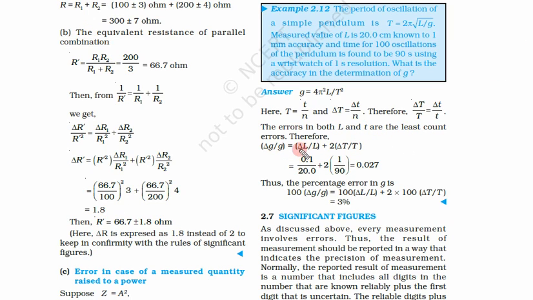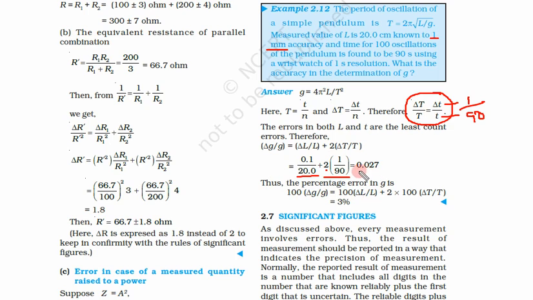So delta G upon G, delta L upon L. So we have 1 millimeter, not 1 centimeter. So 0.1 centimeter divided by 20 centimeter. So this is in L. Now we have to tell what is the error in delta T upon T. Here delta T upon T is equal to delta T, that means error in time measurement, that is 1 second, upon total time taken, that means 90 seconds. So we have 2 into 1 by 90.